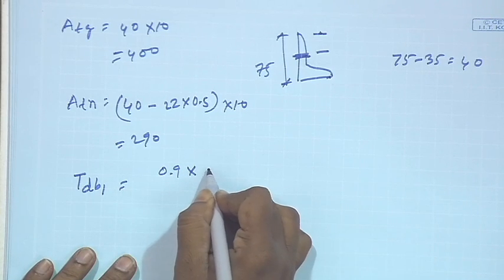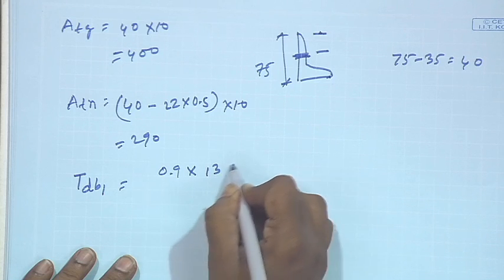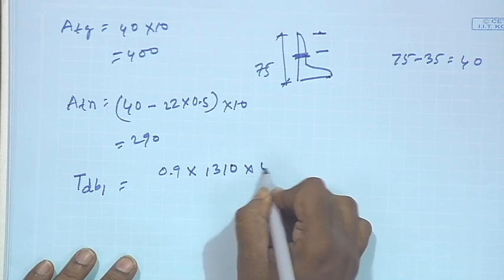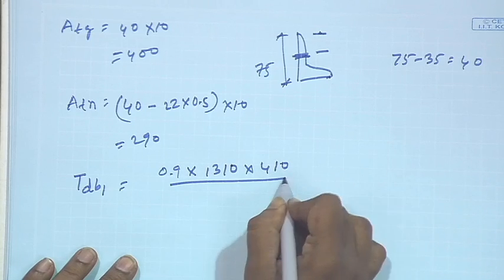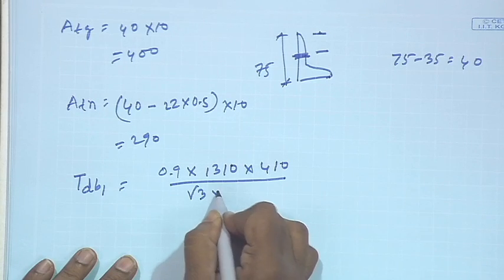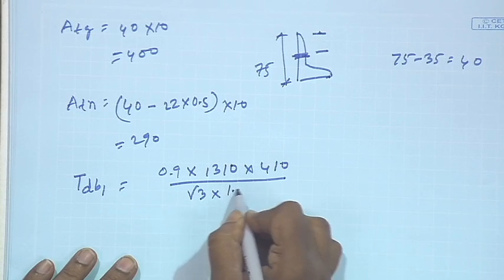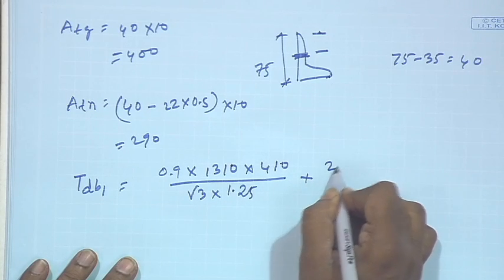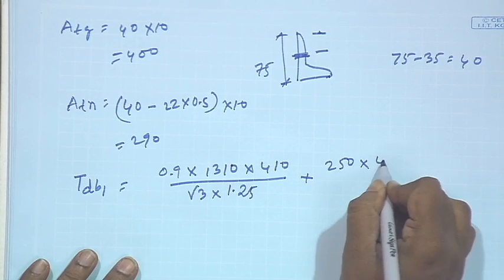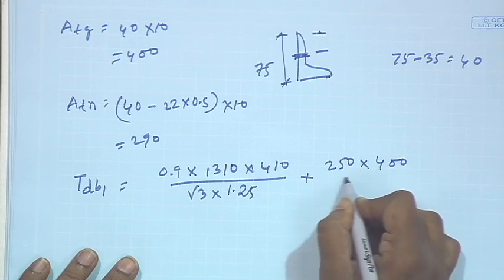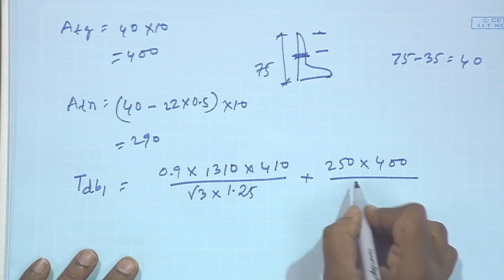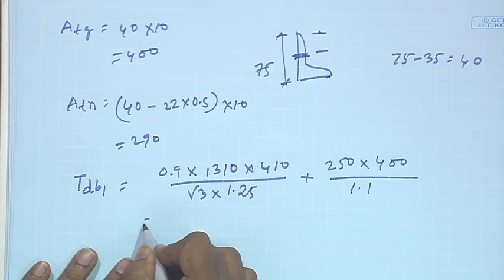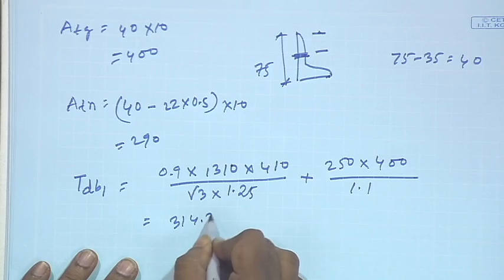So, once we found this value, I can find out the value of TDB1 as 0.9 AVN, AVN is 1310 Fu by root 3 gamma m1 is 1.25 plus Fy is 250 into ATG 400 by gamma m0 is 1.1. So, this value is coming 314.2 kilonewton.